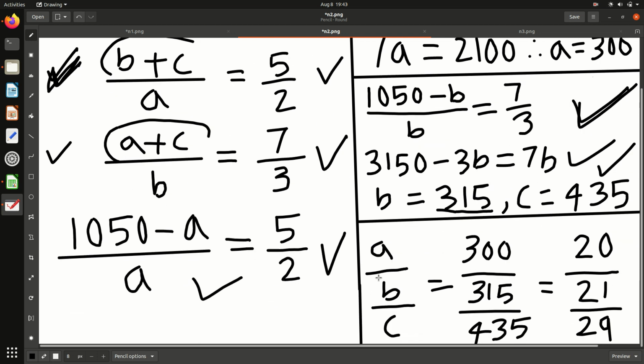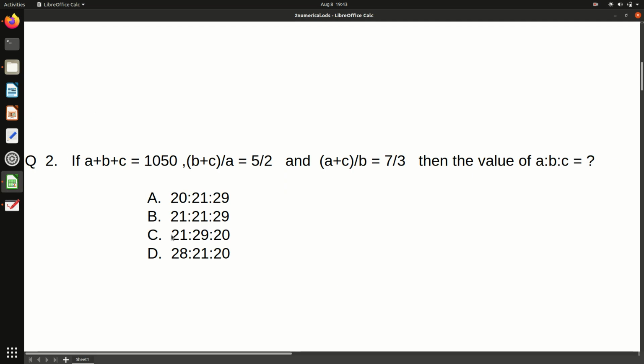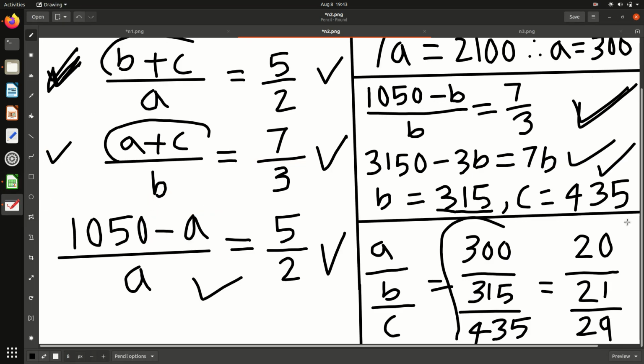Now we just have to take this ratio. So a is to b is to c will be 300 is to 315 is to 435. Now this you will get. But if you see, there are no such options. This is because there are some common factors here. So try to break it into a simpler form. As you can see, all have 15 as a factor. So we will divide everything by 15.